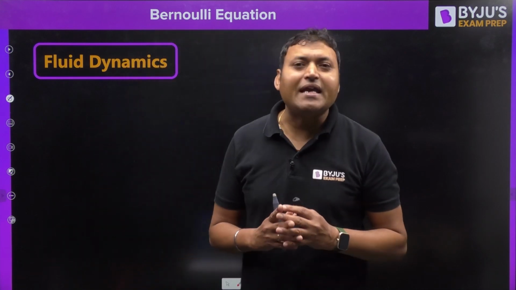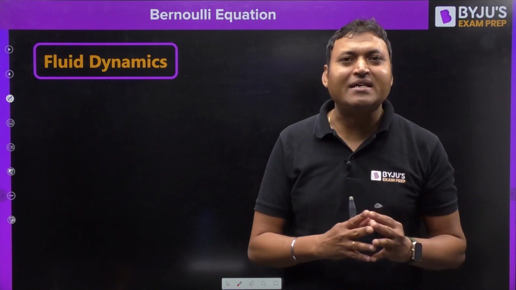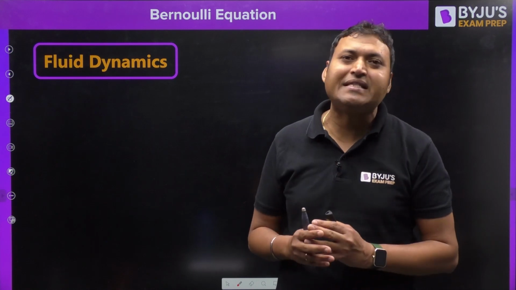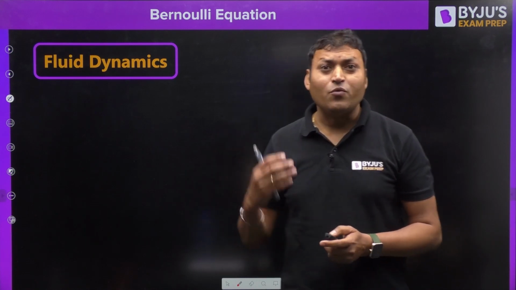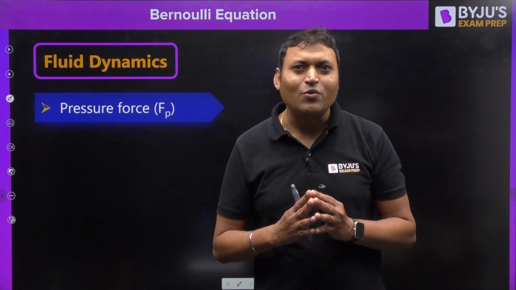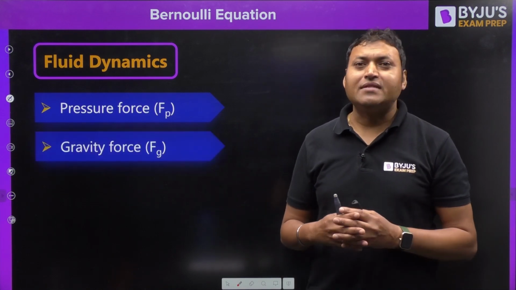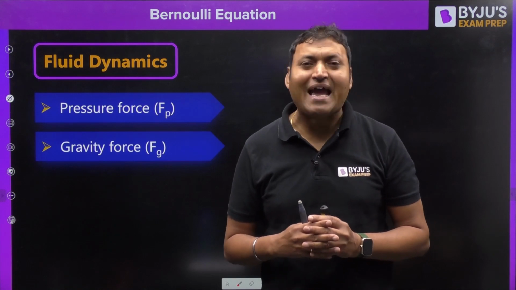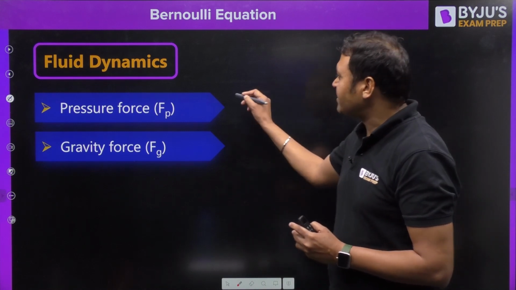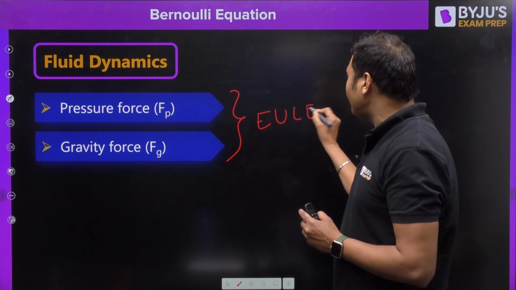So the Bernoulli equation is actually part of fluid dynamics. Fluid dynamics is the analysis of the flowing fluid considering the various forces causing the motion. The major forces which cause the motion are, one of them, the pressure force, which acts normal and compressive. The next one is the gravity force, which is always acting in the downward direction, that is the weight of the fluid. When we consider these two forces in our analysis, the equation obtained is called the Euler equation.